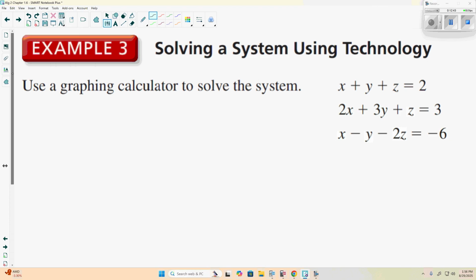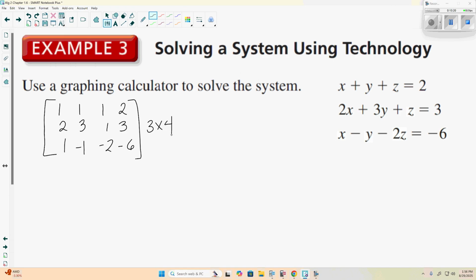Now the first thing we need to do is write the augmented matrix. Now this is already in the right form. 1, x, y, z, all the way across. So our first set of numbers would be 1, 1, 1, 2. Then we'd have 2, 3, 3. And lastly, 1, -1, -2, -6. And it is indeed a 3 by 4, yes? All right.